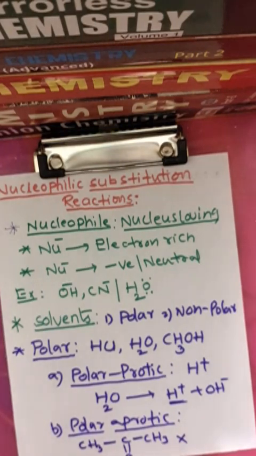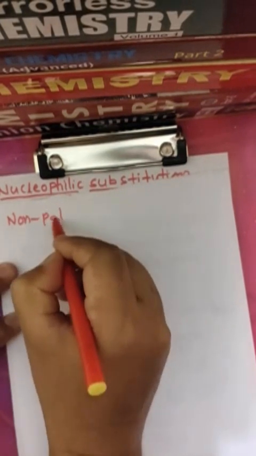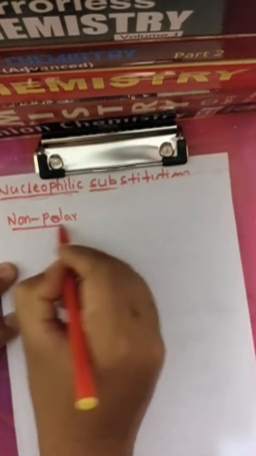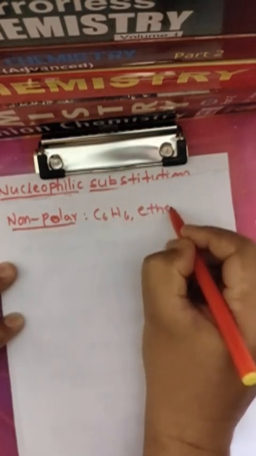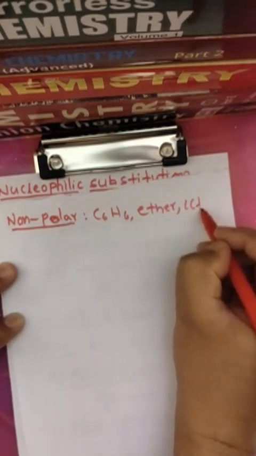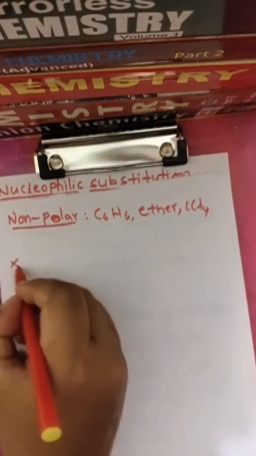And the next one we have is non-polar solvents. Non-polar solvents, as you have already learned, are like benzene, ether, carbon tetrachloride. These are all non-polar solvents. So there is no polarity.